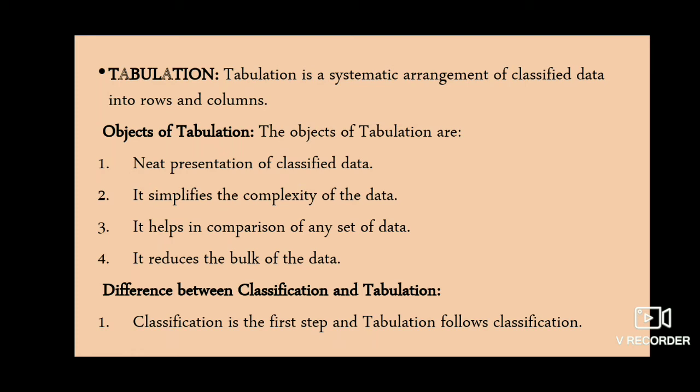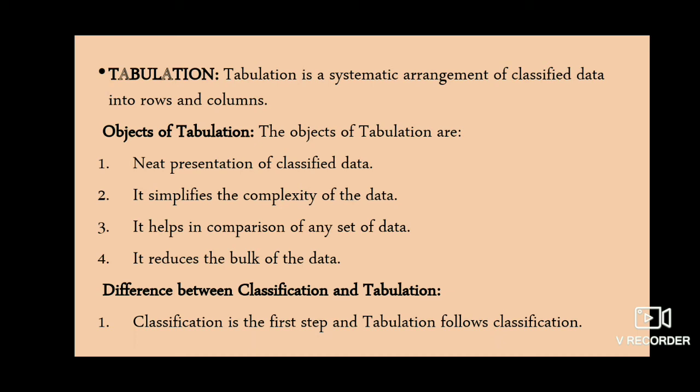Now let's move on to tabulation. Tabulation is a systematic arrangement of classified data into rows and columns. So once you are done with the classification, we move on to tabulation. That is, the classified data are arranged in rows and columns for much better understanding. So the objects of tabulation are neat presentation of classified data. It simplifies the complexity of the data. It helps in comparison of any set of data, and it reduces the bulk of the data.